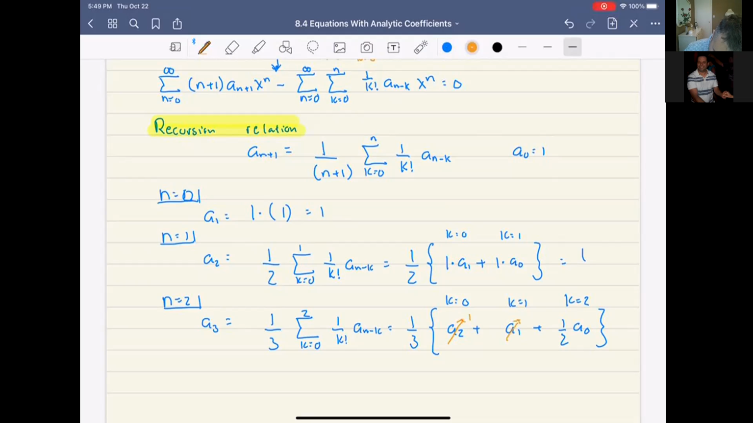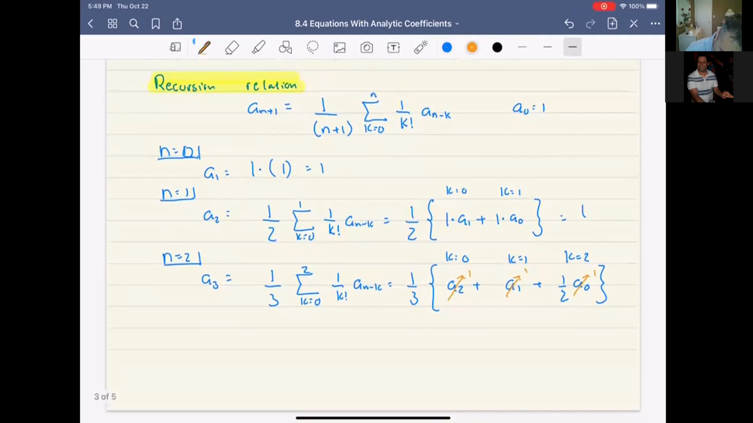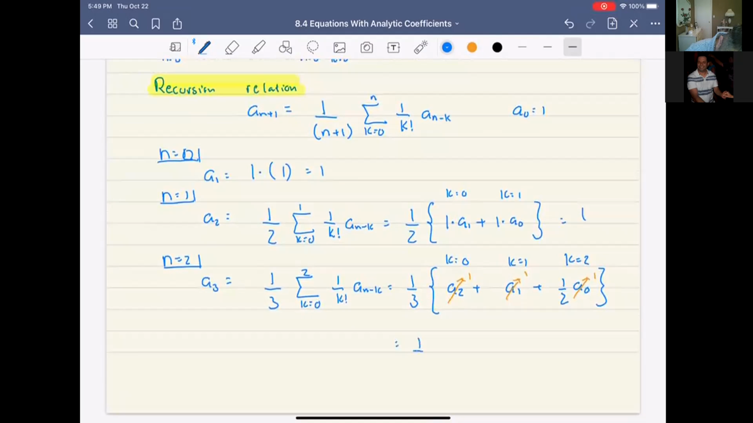A sub 1 is 1, and a sub 0 is 1. So that's going to be 1/3 times 1 plus 1 plus 1/2. That's going to be what? 2.5, 5/2, times 1/3, that's 5/6. Okay, so let's leave it there for now. We'll come back to this, don't worry.